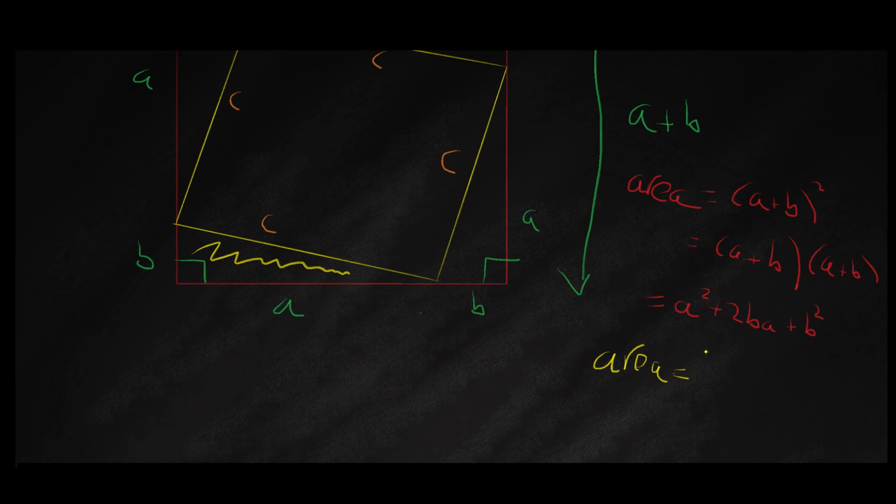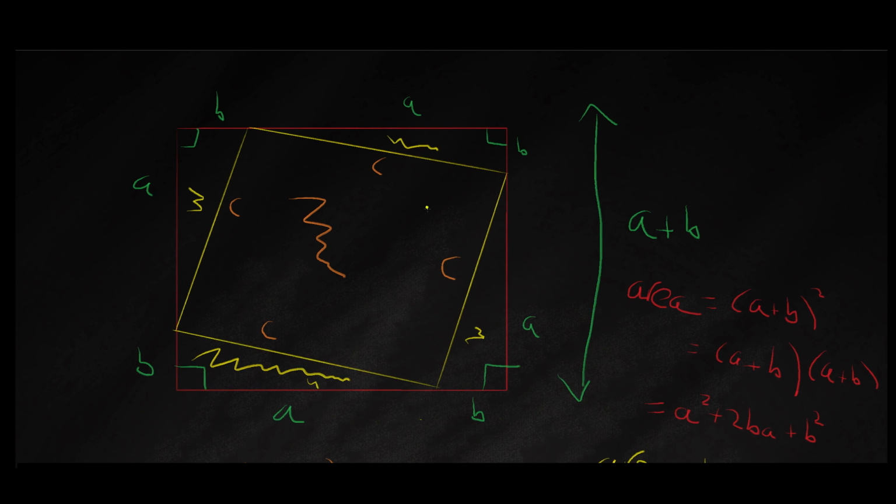The area of one triangle is half A times B, so the area of all four triangles is 2AB. The area of the little square is C squared. However, the area of the little square is also the area of the big square minus the four triangles.